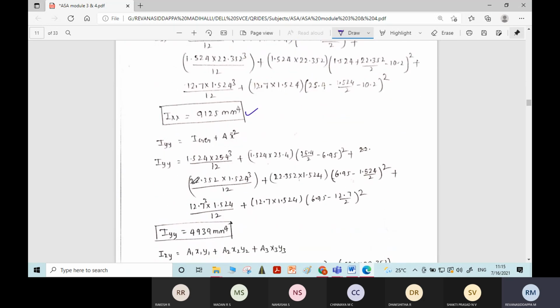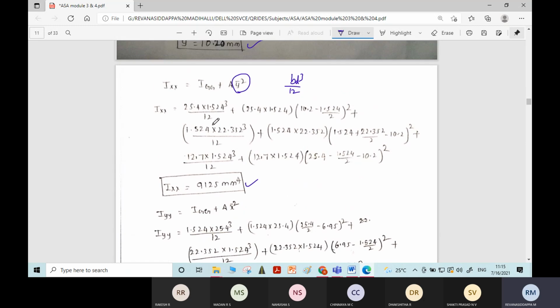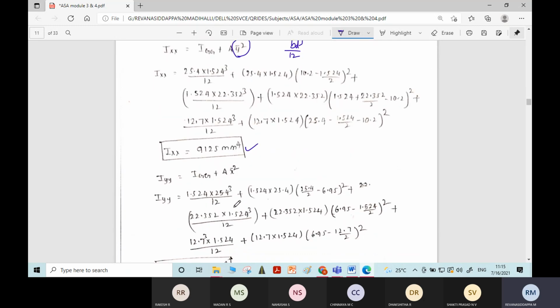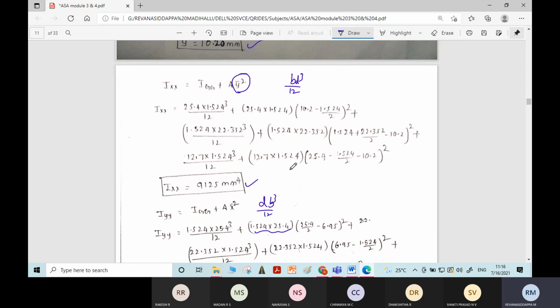Now similarly you need to find Iyy, moment of inertia about y axis, where the formula will be Igg plus A into x bar square. Here bd cube by 12 becomes db cube by 12 for Igg. Instead of 25.4 into 1.524 cube, it becomes reversed, over 12. And area remains the same always. And x bar you can calculate, where x bar is the distance between centroid of the individual rectangles to the centroid of the whole figure.